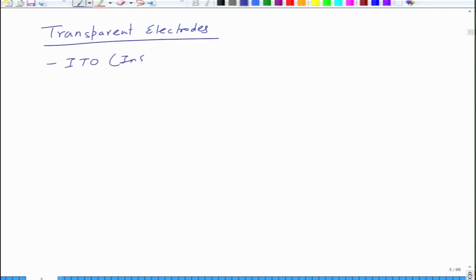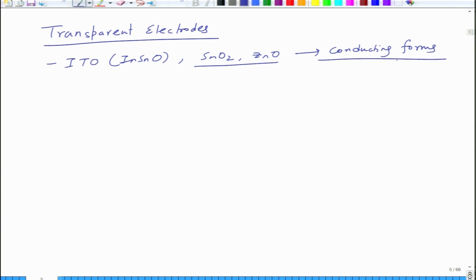The other materials, so if you look for transparent electrodes in these cases, generally we use indium tin oxide or tin oxide, doped tin oxide or zinc oxide. So, these are transparent electrodes which should be conducting, okay. So, these are all conducting forms. So, the composition is such that they are conducting.